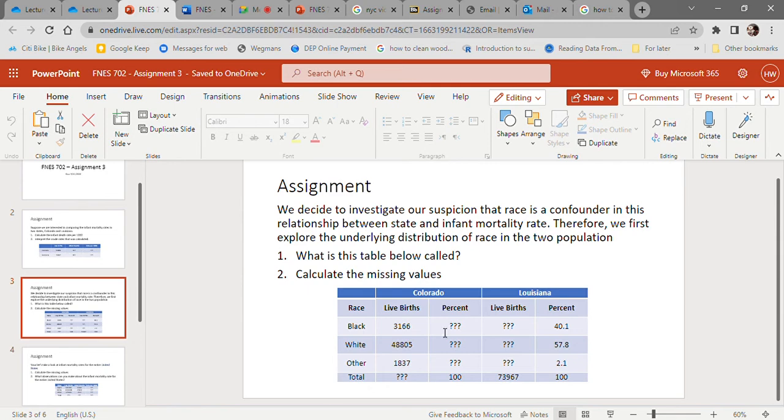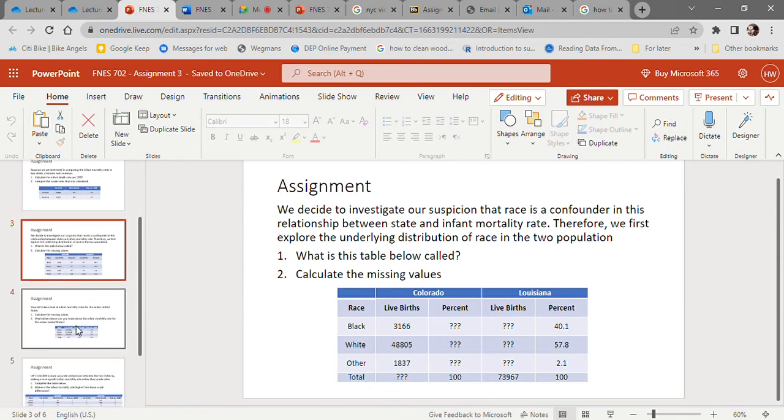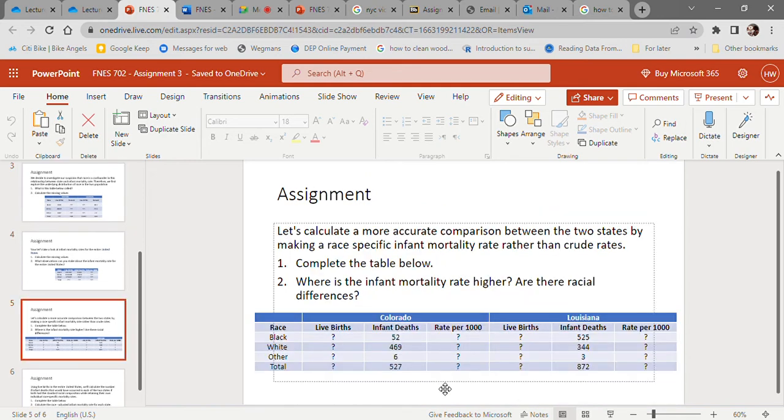Here is a frequency table that we're going to fill out. What is it actually telling us? Be mindful of that information. So you're going to find out what the live births are for Colorado and Louisiana. Again, this information is going to be found in the previous two slides. And then you're going to take the numerator, divide it by the denominator, multiply it by 1,000. And that's going to give you the rate per 1,000.